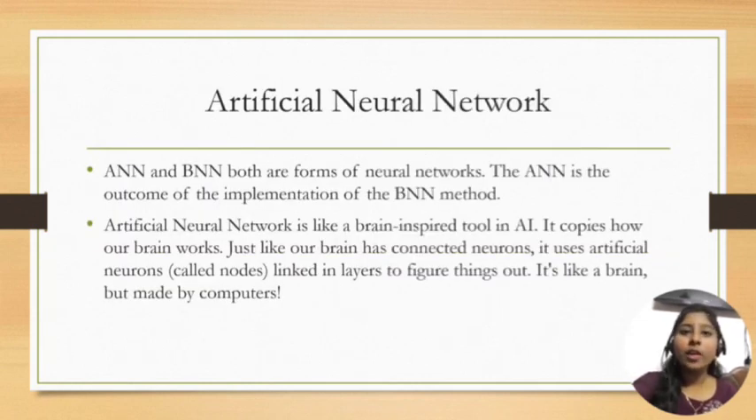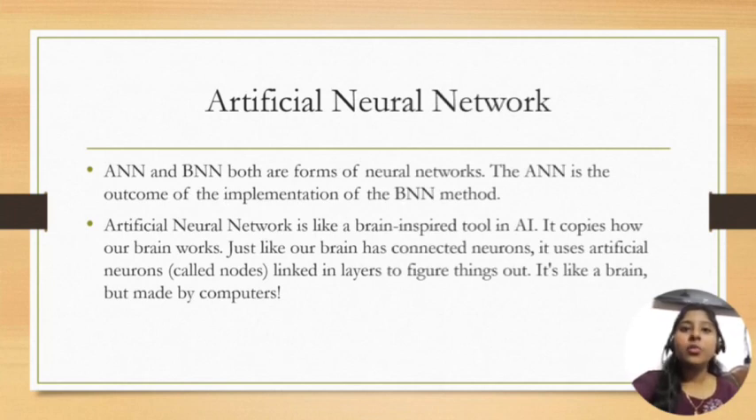An artificial neural network is like a brain-inspired tool in AI. It copies how our brain works. Just like our brain has connected neurons, it uses artificial neurons linked in layers to figure things out like a brain. Let's make it understandable.